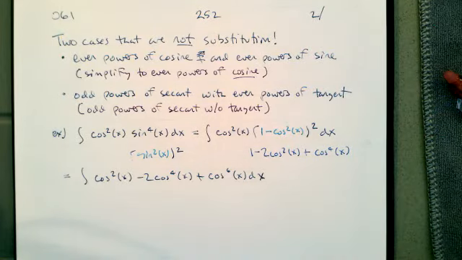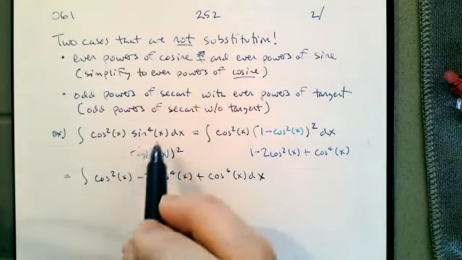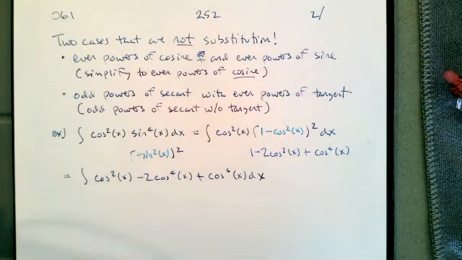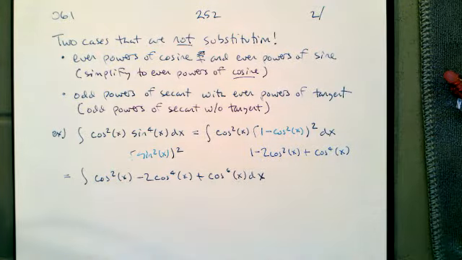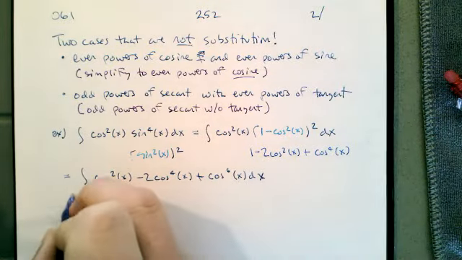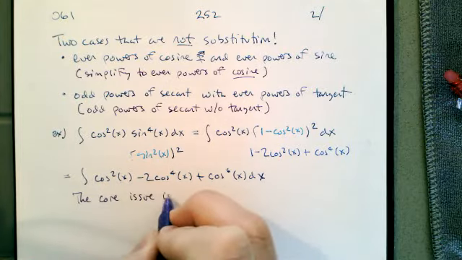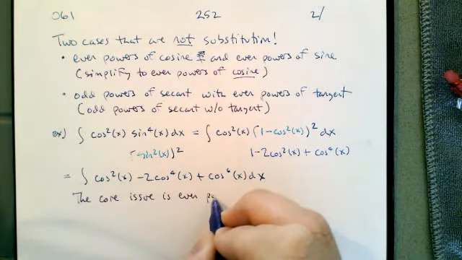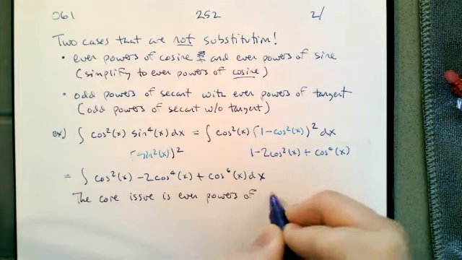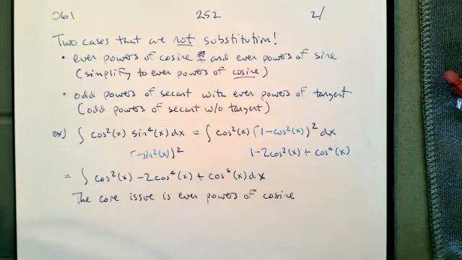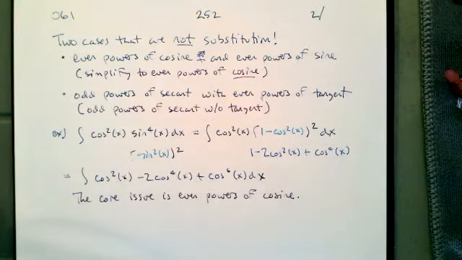So if we can deal with even powers of cosine, then if there are also even powers of sine, we can take care of those as well. So the core problem we need to solve is even powers of cosine on their own. The core issue is now even powers of cosine.